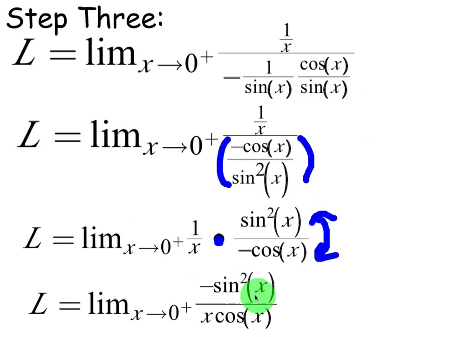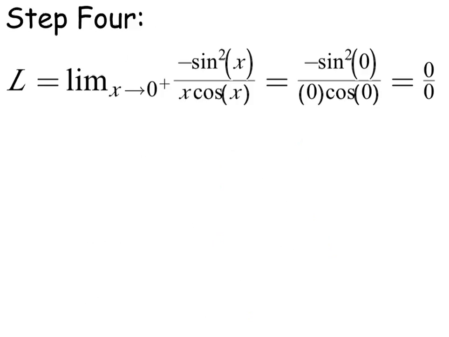So now let's plug in 0 and see what we get. In this case, we are golden because when we plug in 0 to the top, sine of 0 is 0. And if you square it, 0. On the bottom, if you plug in 0, you get 0 for x. Cosine of 0 was 1, but it doesn't matter. So you still get an indeterminate form.